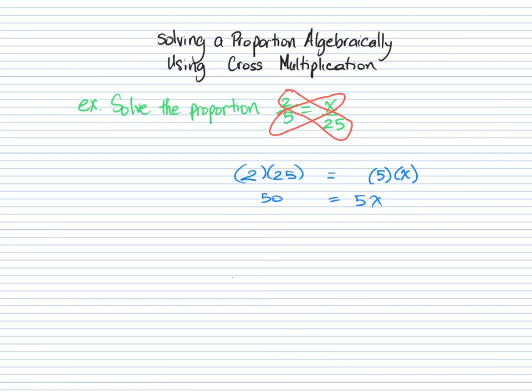Now we're still going ahead and isolating our variable. Right now 5 is being multiplied by x, so we have to divide so we can get rid of it. But whatever we do on one side, we have to do on the other side as well. So we have to divide the left by 5 as well, and we get that x is equal to 10. Now, is that what you thought x would be equal to when you did the first method?